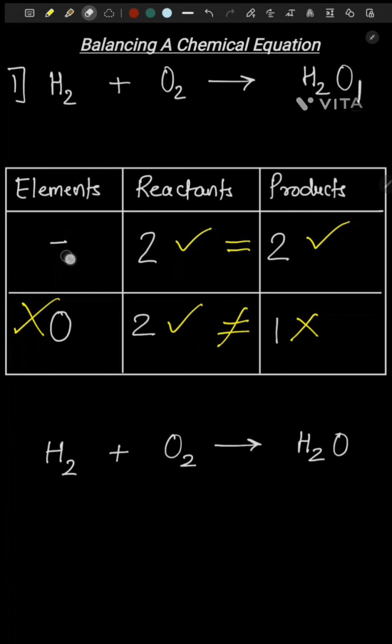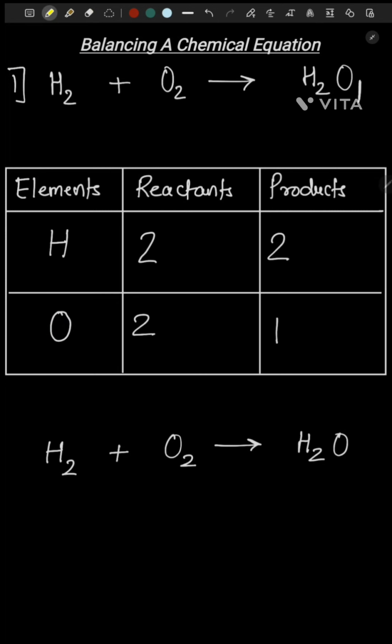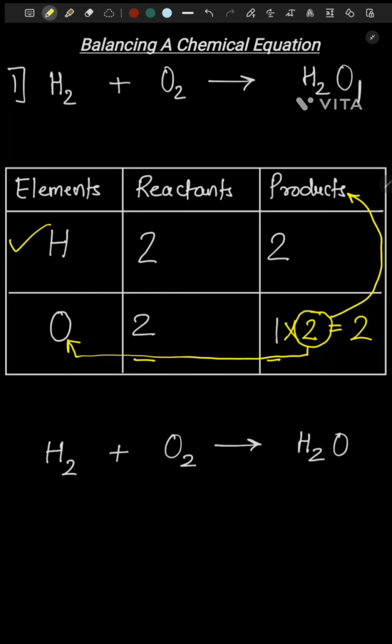So for the balancing part, we need to see which one to change first. Hydrogen seems to be already balanced, so we'll not touch hydrogen. But oxygen, as I have 2 here and 1 here, can I make this 1 as 2 by simply multiplying it by 2? So for this, what am I doing? I am multiplying by 2. To which element? To oxygen. On which side? On the product side. So go and check the product side above.